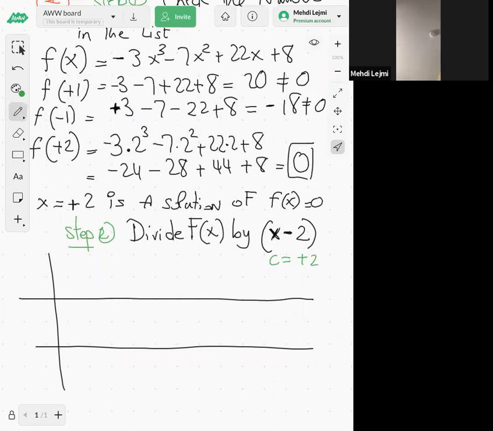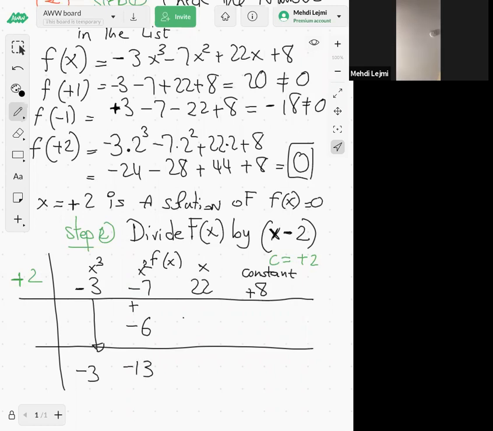So here's positive 2. My f of x: we have negative 3x cubed minus 7x squared. X's, we have 22x. And constant, we have positive 8. Bring down the negative 3. Negative 3 times the positive 2, that's negative 6. Negative 7 plus negative 6, that's negative 13. Negative 13 times 2, that's negative 26. 22 plus negative 26, that's negative 4. Negative 4 times 2, that's negative 8. And as expected, positive 8 plus negative 8, that will be 0.